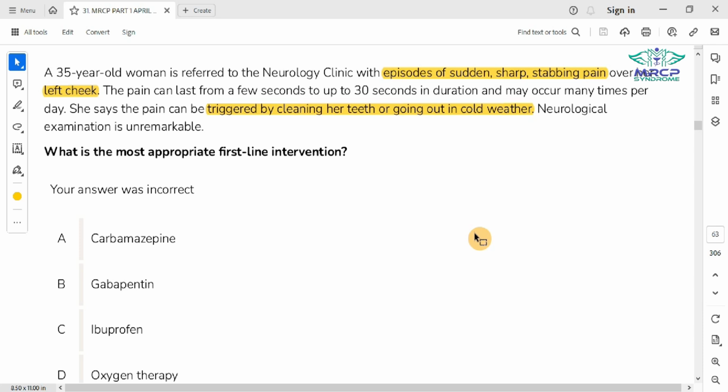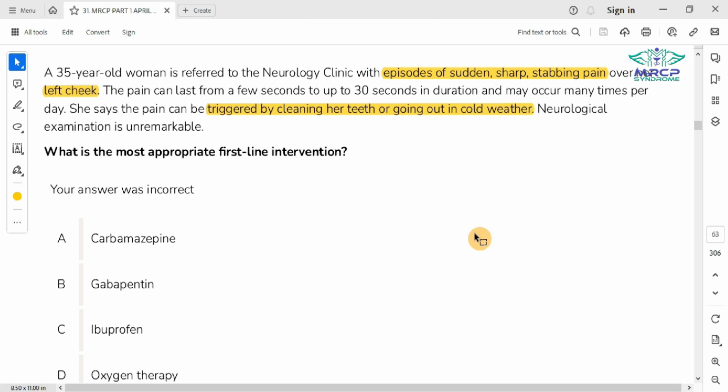A 35-year-old woman is referred to the neurology clinic with episodes of sudden, sharp, stabbing pain over the left cheek. The pain can last from a few seconds up to 30 seconds in duration and may occur many times per day. She says the pain can be triggered by cleaning her teeth or going out in the cold weather. Neurological examination is unremarkable. So, first-line intervention?